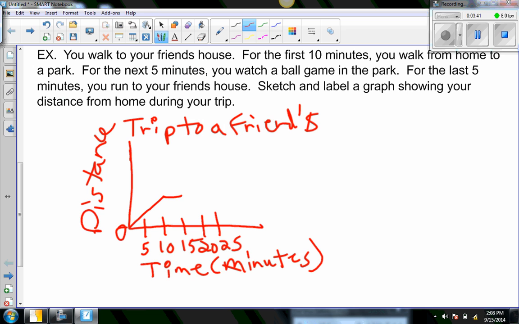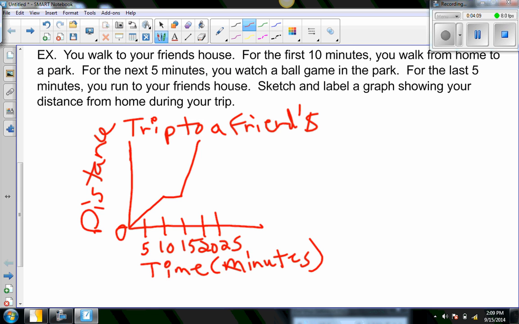For the last 5 minutes you run to your friend's house. Here I was just walking steady. Well, now in 5 minutes I need to get all the rest of the way there, so I'm going to be running faster. I'm going to cover more distance. So does that fit the story? For the first 10 minutes I walk to the park. I sit at the park, so I'm not going anywhere, and then I sprint. So that would match the story.